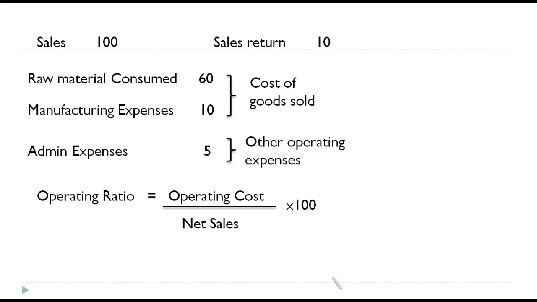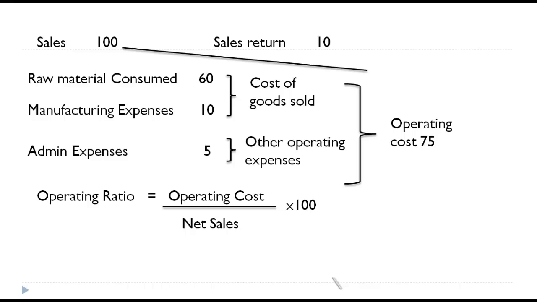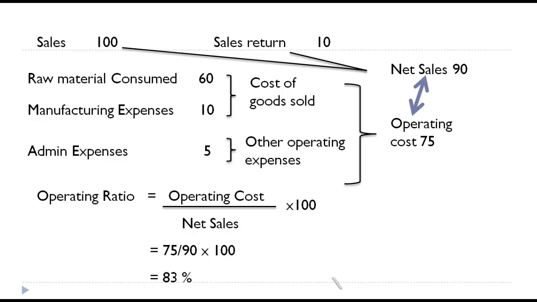Now we can sum the cost of goods sold and other operating expenses, which would give us the operating cost, which is 75. Now we need net sales, right? So we know sales is equal to 100, whereas sales return is 10, and this would give net sales of 90. That is 100 minus 10, which is 90. Now we have to establish the relationship between the net sales and operating cost, and this would give us operating cost 75 divided by net sales of 90 into 100, and so the operating ratio is 83%. So this is the operating ratio, which tells us what is the operating cost involved in the net sales.